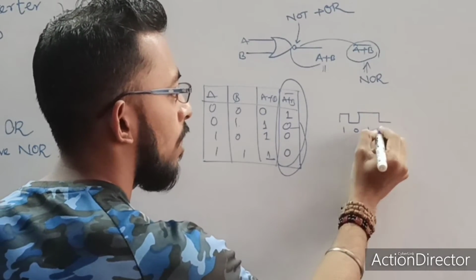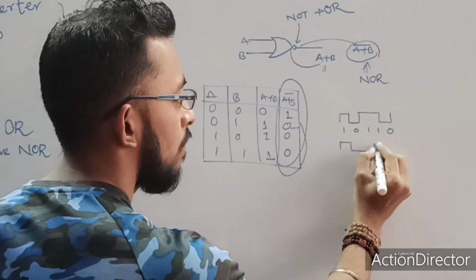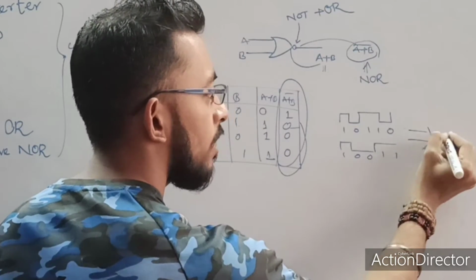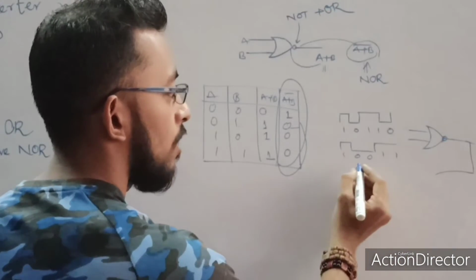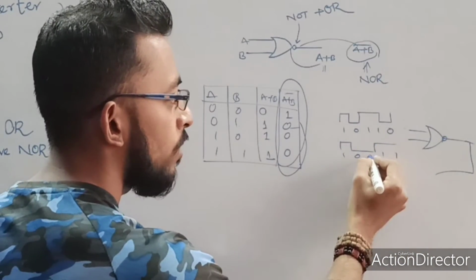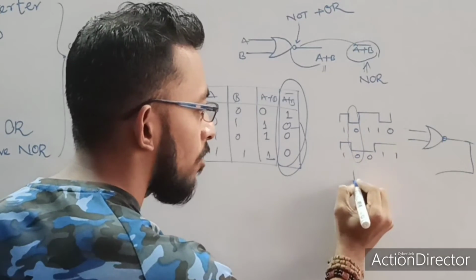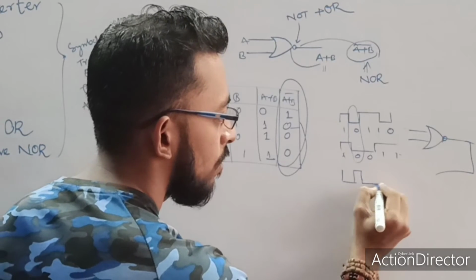Let's take 1 0 1 1 0, and let's take 1 0 0 1 1 1 0 0 1 1, and it is applied to the NOR gate. Okay, this is the bubble indicating a NOR gate. So for a NOR gate, only when my two inputs are 0 will my output become 1. So for only this instance my output will become 1, and for all other cases my output will become 0.